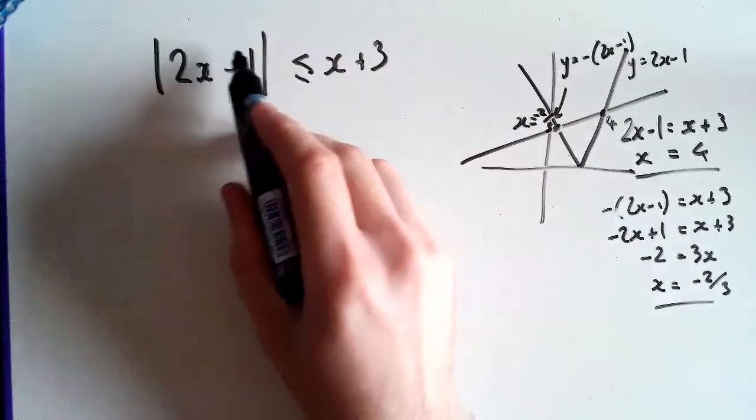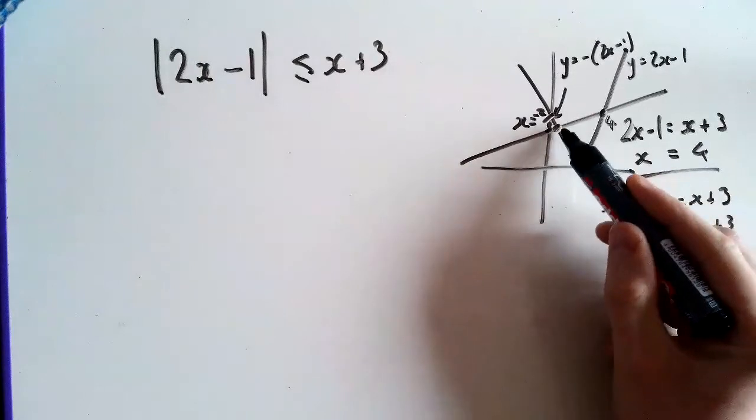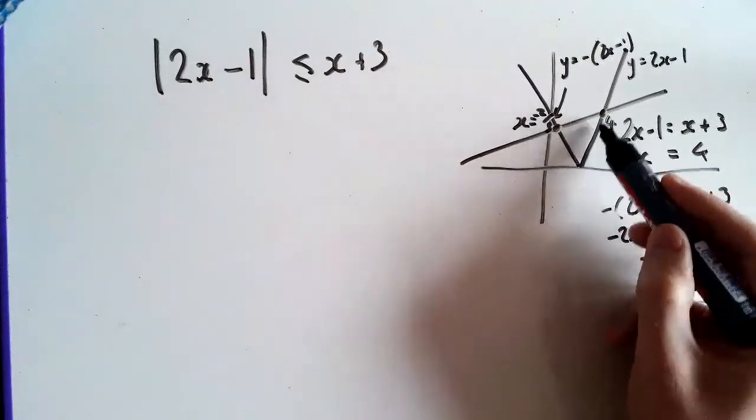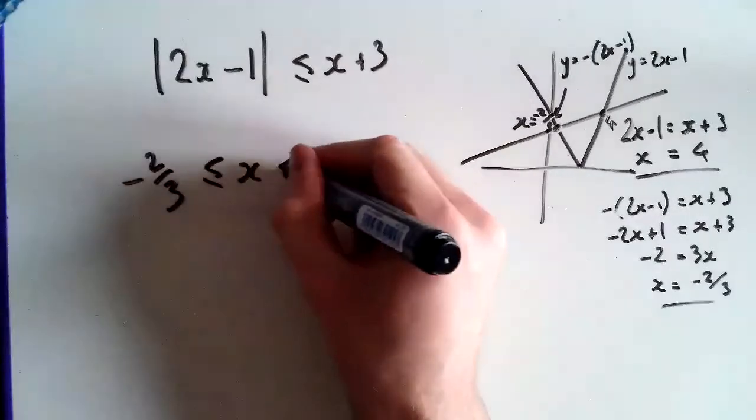And I want, when is the modulus less than the straight line? So it's in between these two points where the modulus is less than the line. So minus 2/3 less than or equal to x, less than or equal to 4.